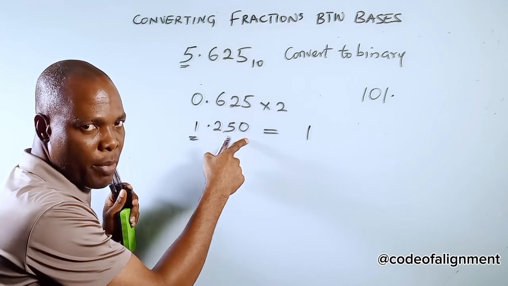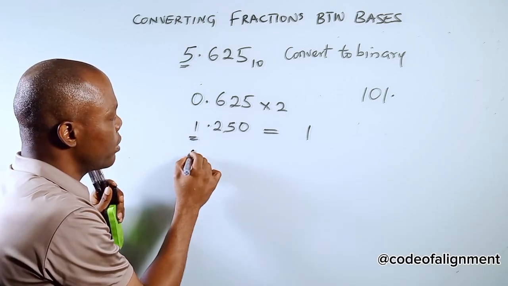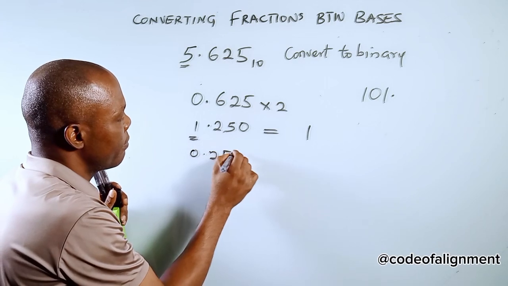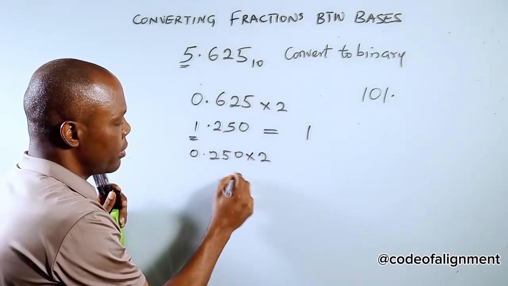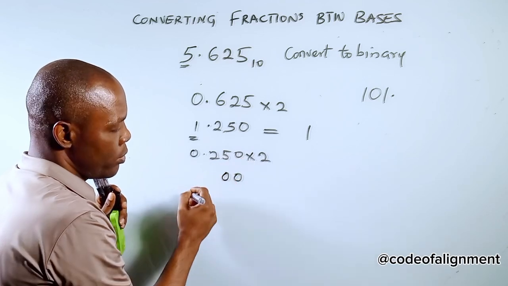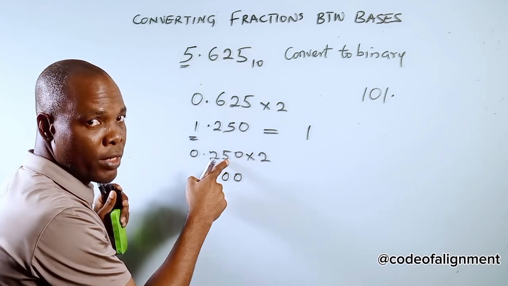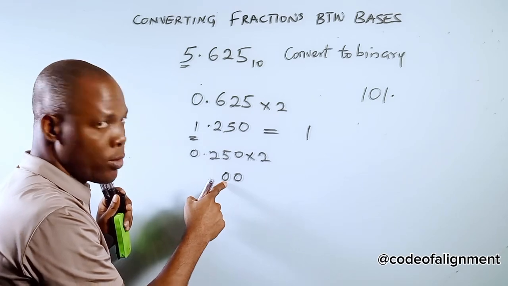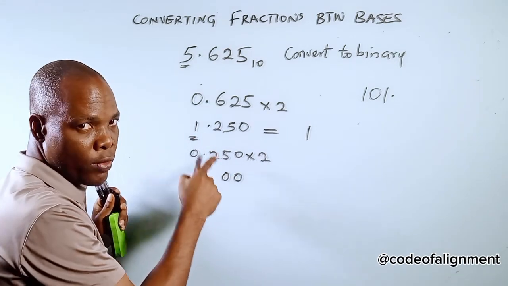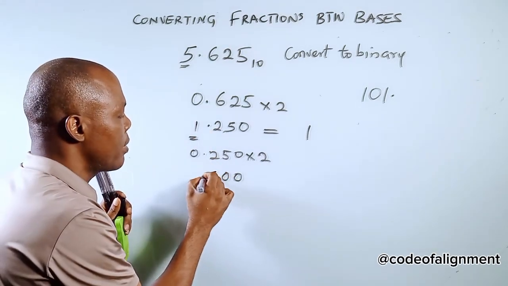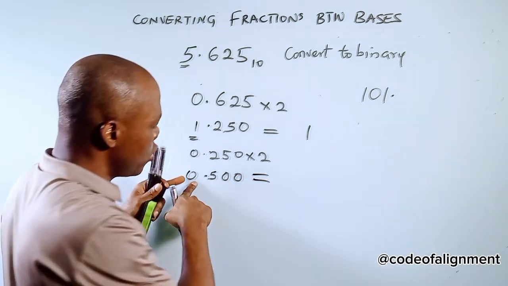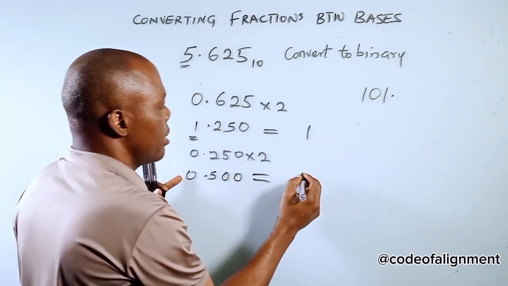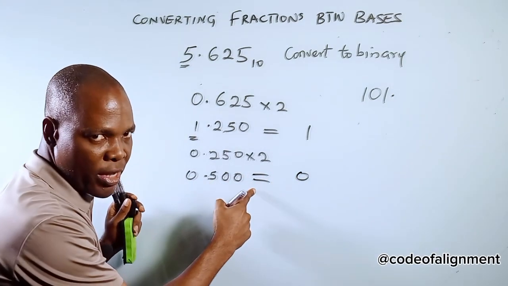Then we take the fractional part again, 0.25, multiplied by 2. 2 times 5 will give us 10, you put 0 and you carry 1. 2 times 2 will give us 4, plus that one, 5. 2 times 0 will give us 0. So this one, you hold the integer part, which is 0.